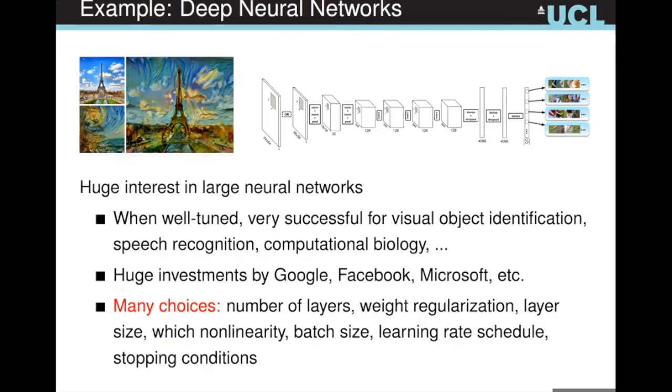But one of the tricky things when we work with deep networks, and you must have discovered this already, is that we have a lot of choices that we need to make. We have to decide, for example, on the number of layers, whether we want to do weight regularization or what kind of weight regularization we want to do, the layer size, what nonlinearities we want to use, batch size, the learning rate schedule, again in the context of optimization, stopping conditions. All these kinds of things we have to make decisions on. So somebody is asking, what is a meta parameter?